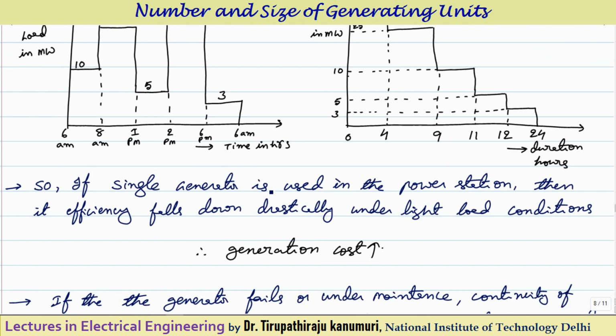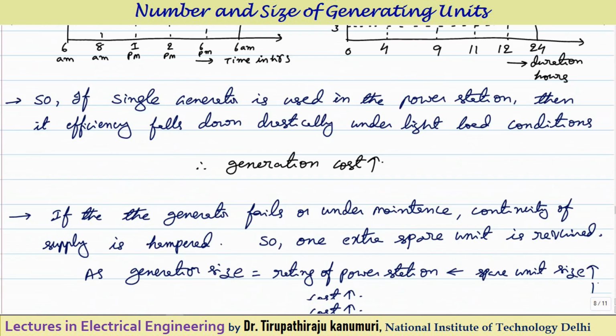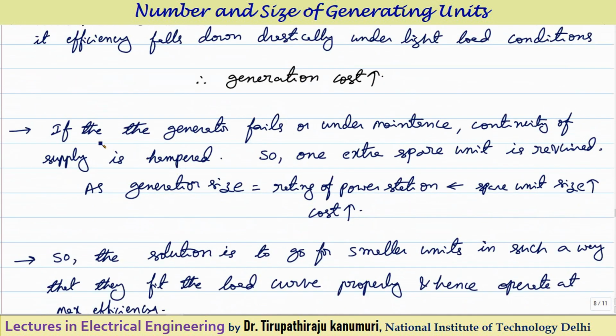But there is a disadvantage of going for a single unit. The disadvantage is, if the generator fails under fault conditions or due to maintenance, because every year we will shut down our plant for some time for doing the maintenance, because we know that any rotating device needs frequent maintenance, otherwise it will spoil. So whether it fails due to a fault or is shut down for maintenance purposes, the continuity of the supply is hampered. So in order to maintain the supply, what we have to do? We have to maintain one extra spare unit capacity to supply the load.